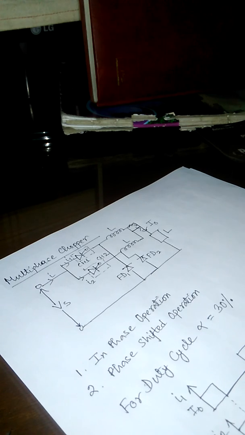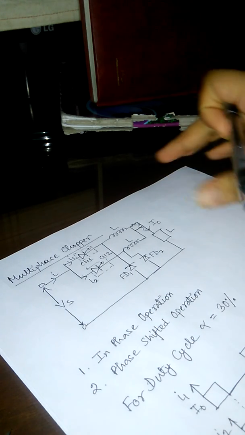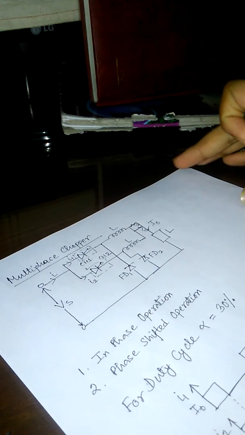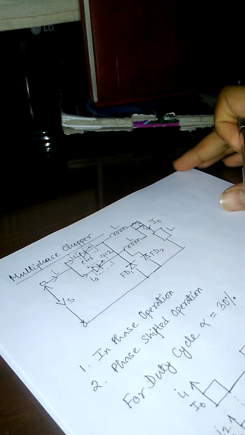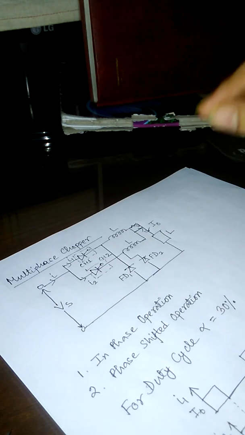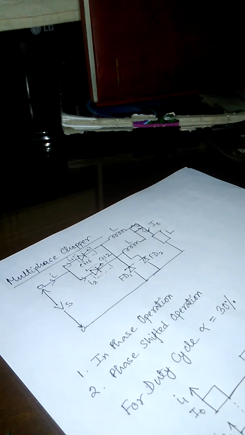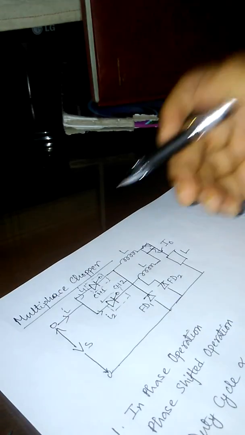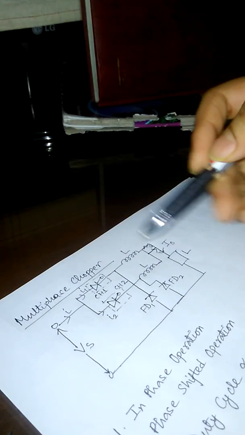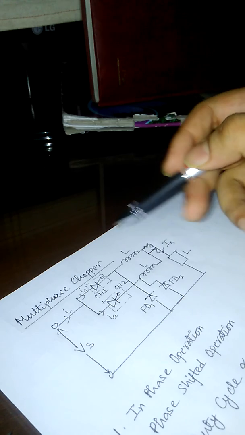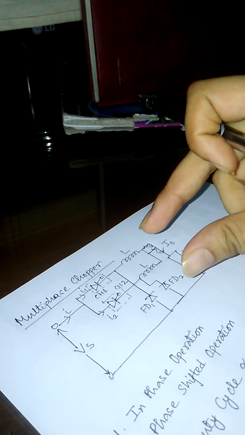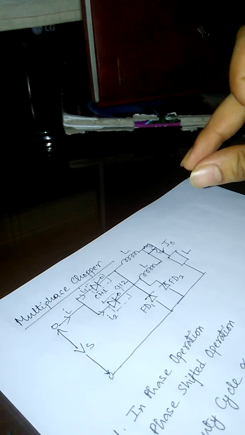Today, our topic is multiphase chopper. So, what is multiphase chopper? Multi means multiple. That means two or more choppers are connected in parallel. Then we can call it a multiphase chopper.